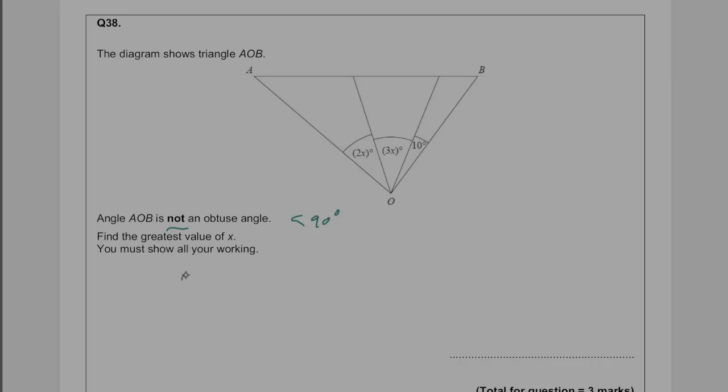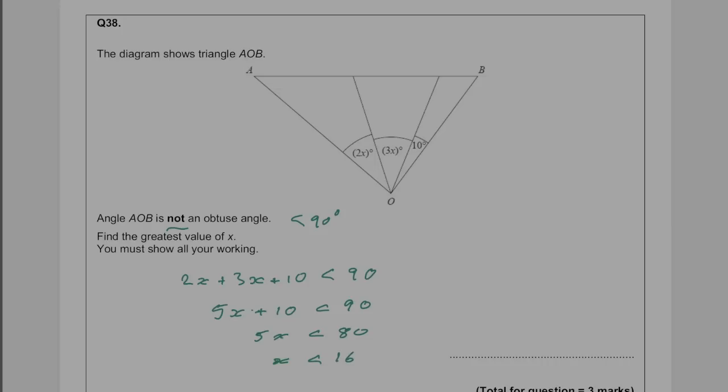So we're going to say that 2x plus 3x plus 10 has to be less than 90. So that means that 5x plus 10 has to be less than 90. So 5x has to be less than 80. So x has got to be less than 16.